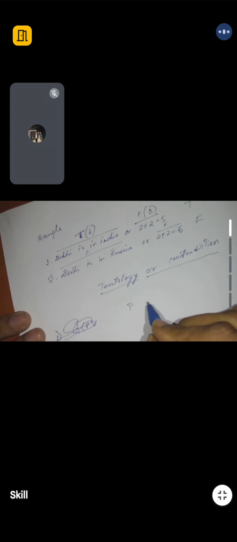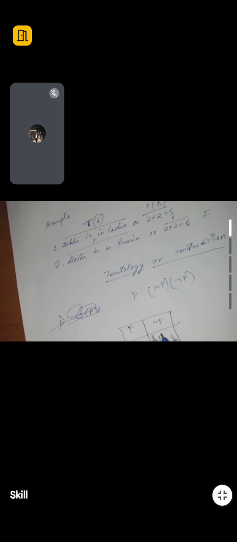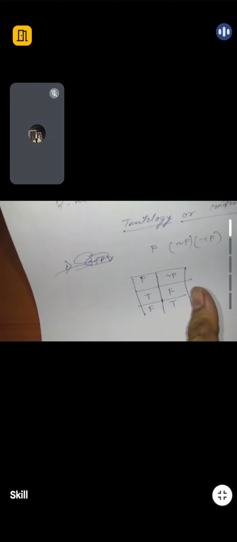So what will be the truth table of the negation of P? You can use either symbol, you can use both symbols. So the truth table of P: if P is true, then the negation of P will be false. And if P is equal to false, then the negation of P will be true.